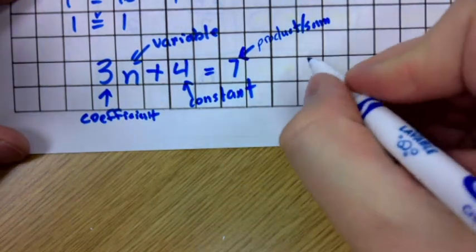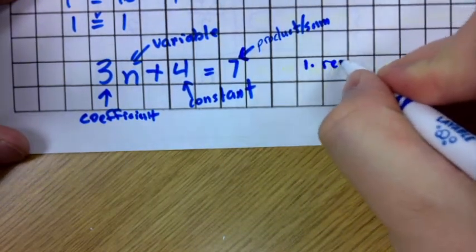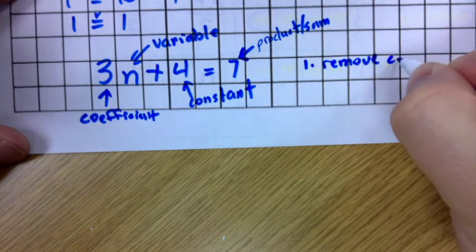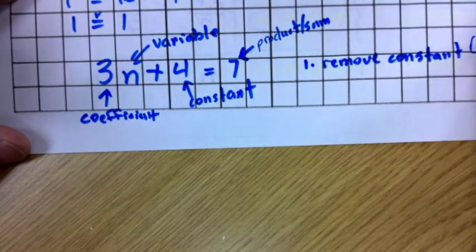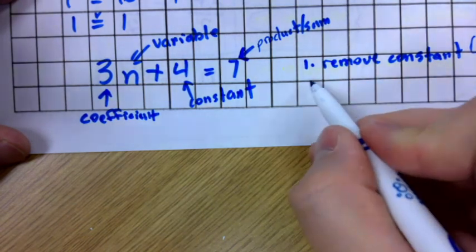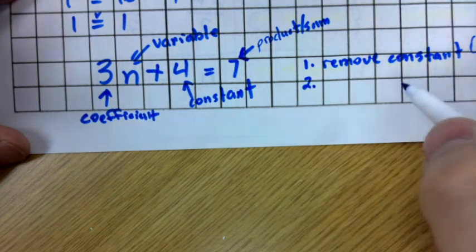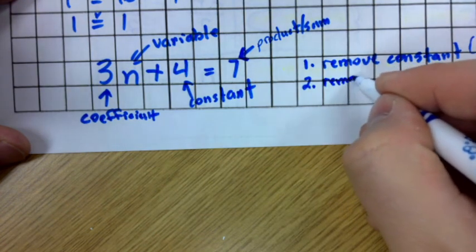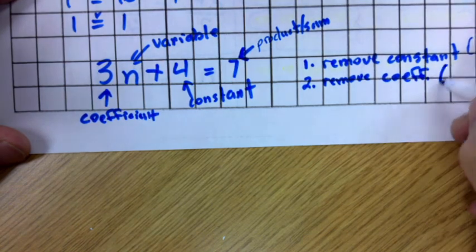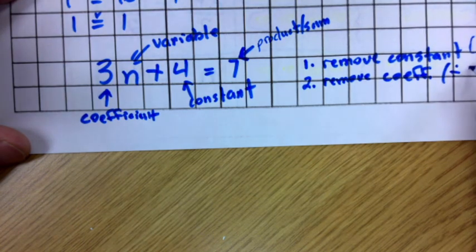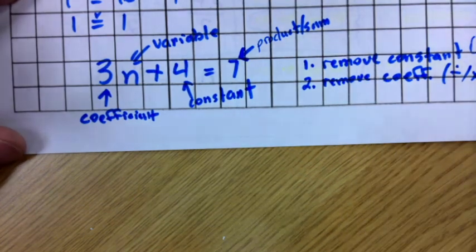So first step is to remove the constant by either addition or subtraction. Do the opposite. And then step 2 is to remove the coefficient, which is either division or multiplication. And that should isolate your variable.